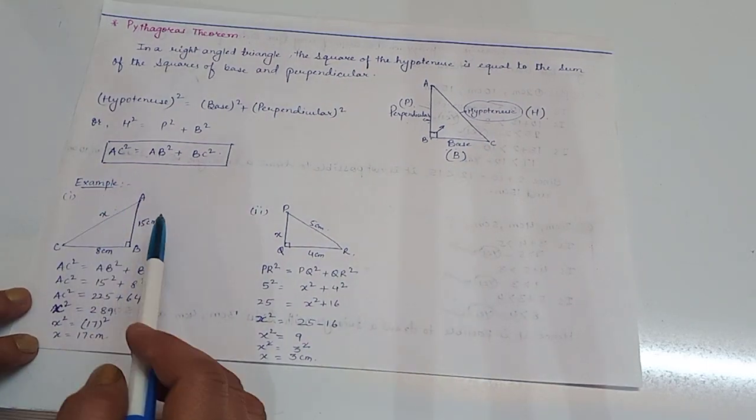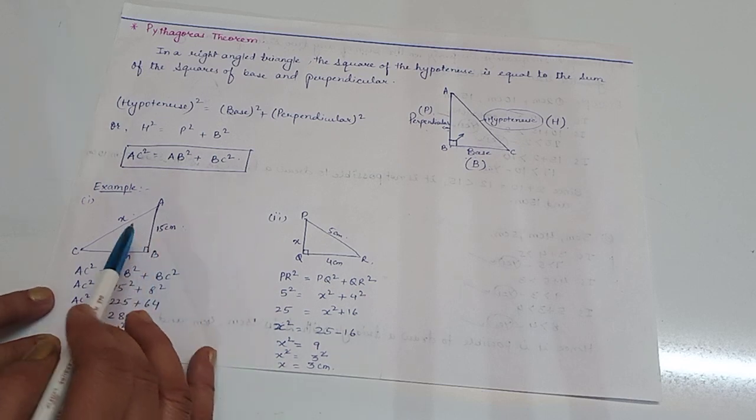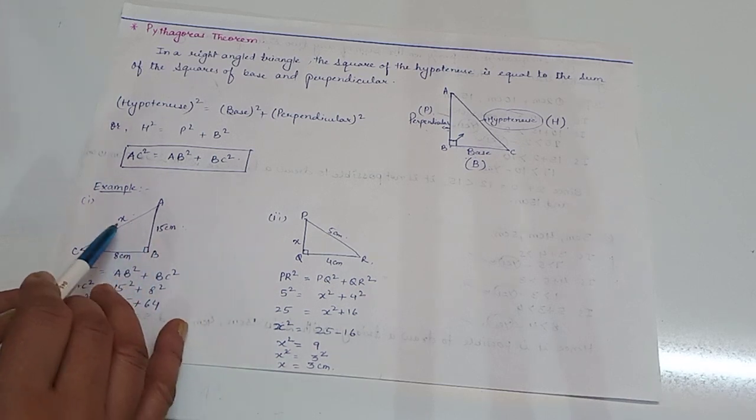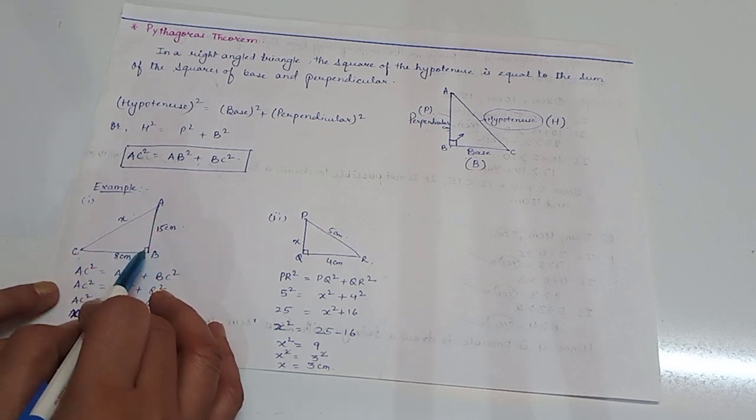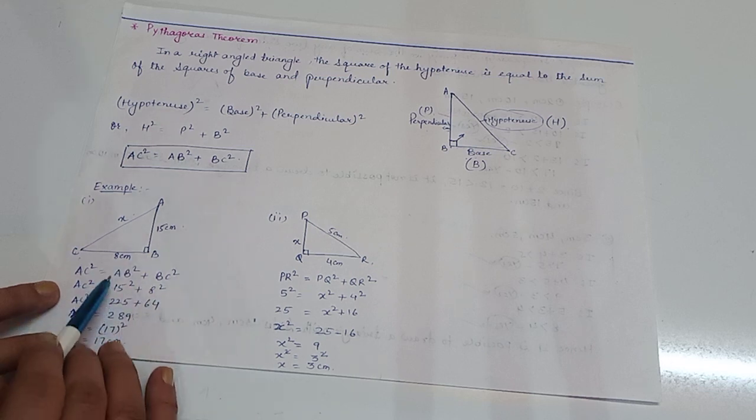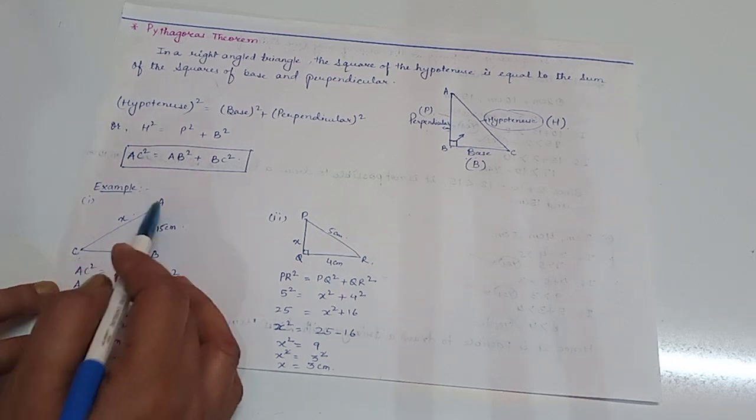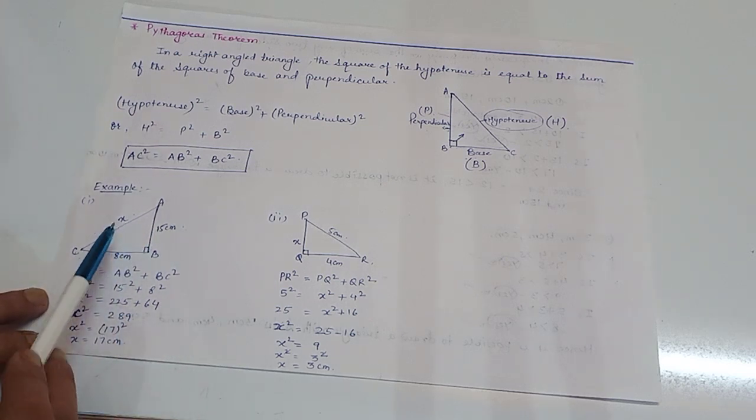Now here I have taken two examples. Now here you can see this is the right angle triangle. So what is x here? X is a hypotenuse. And here I have taken 15 centimeter and 8 centimeter. So I have just written AC square, the hypotenuse square is equal to the perpendicular square plus base square. So basically we need to find out the hypotenuse square.